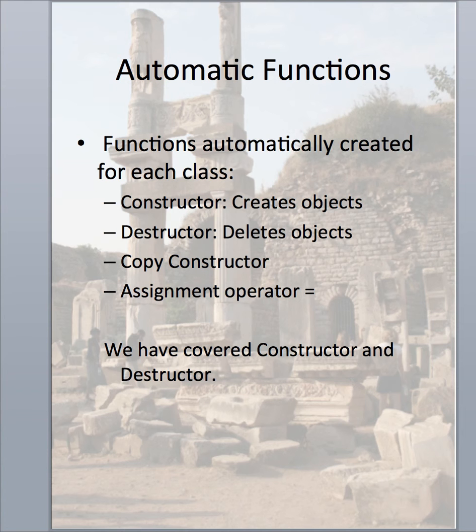So we know that a default constructor is automatically created for every class when we instantiate it. And we know that there's a destructor. But there's also a default copy constructor and a default assignment operator overload created when we create an instance of a class, or the first time we instantiate a class, so that these operations can happen seamlessly. We've already covered the constructor and the destructor, but we haven't talked about the copy constructor and the assignment equal overload operator.